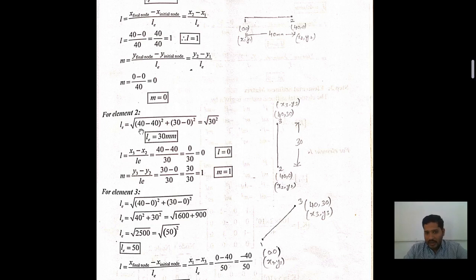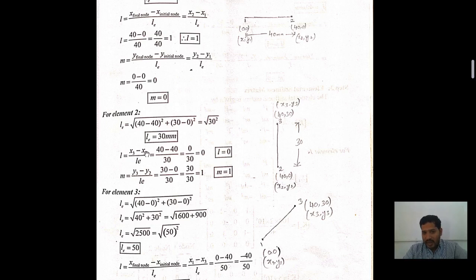This should be cancelled. The remaining term should be 30 square. So if you cancel square and root, it will become only 30 mm. After getting the value of LE, again we need to find out the value of L. Again the same concept we need to follow here.